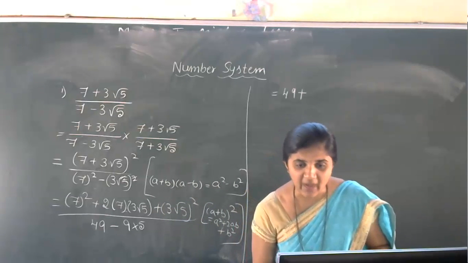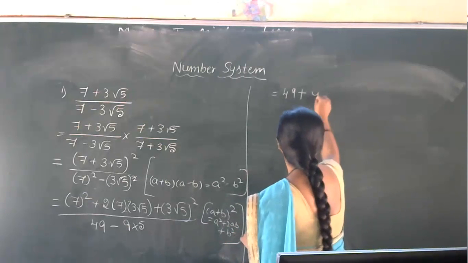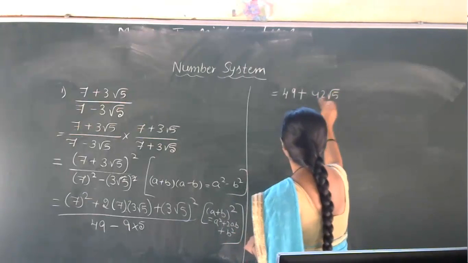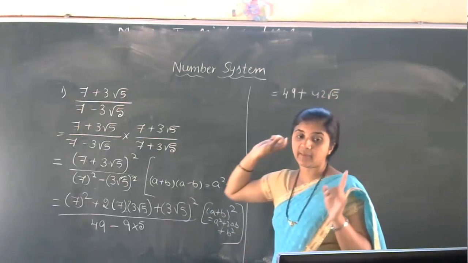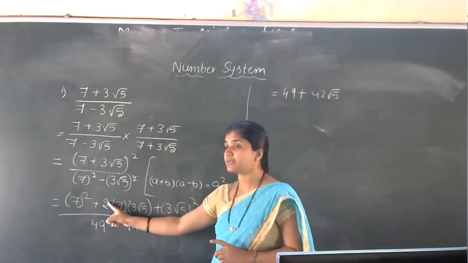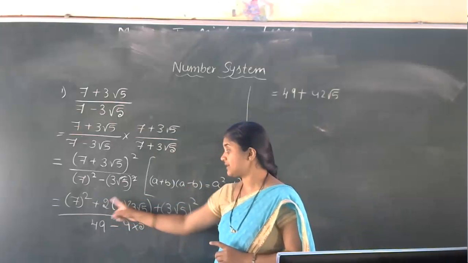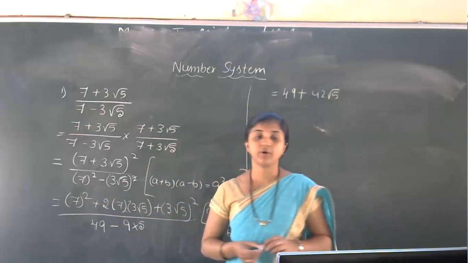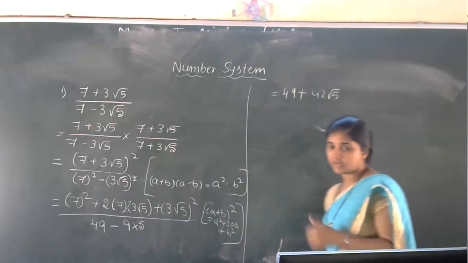42 root 5. Yes, very good Aditya. See, we cannot multiply this 42 into 5 because root 5 is there. Only we can multiply this 2 into 7. Then 2 sevens are 14. 14 threes are 42. Got the idea of this one?